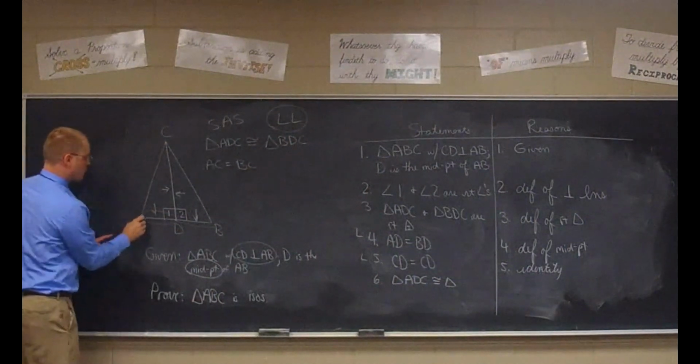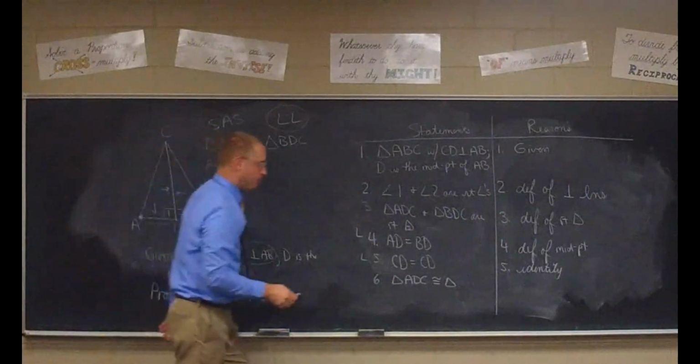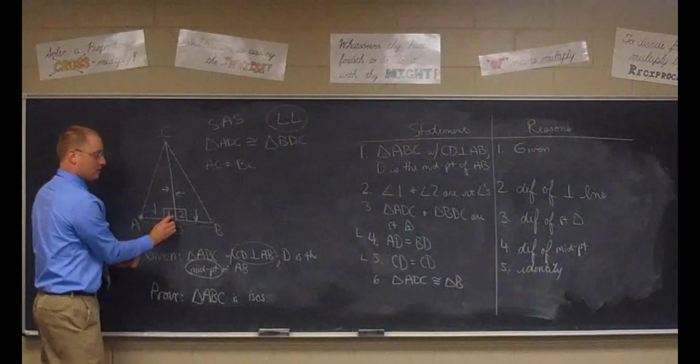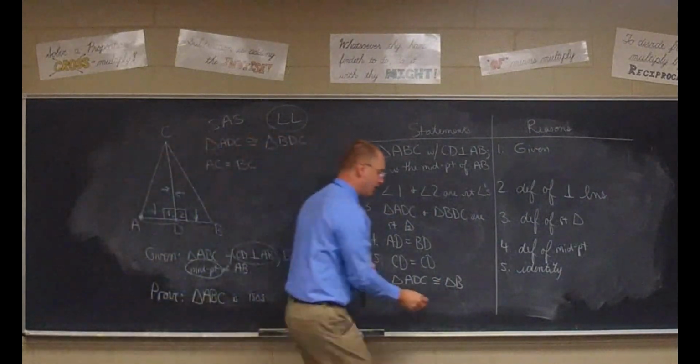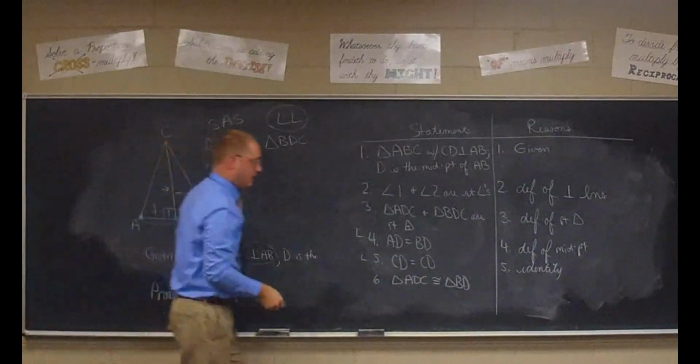What corresponds to the point A? B. B does. These two vertices match up. What corresponds to this vertex here, D? D. The other D, the other side of D. And of course, corresponding to C, the other side of C.